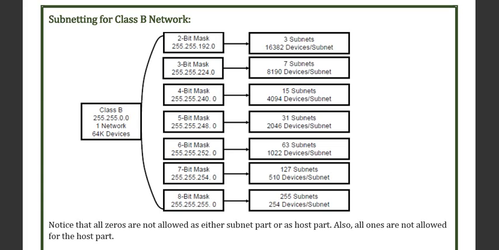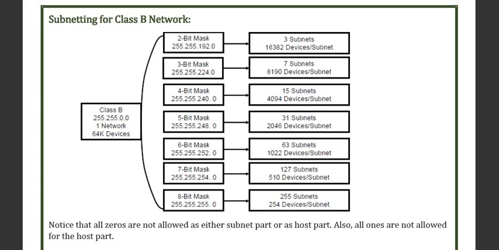In this first section we have 255, then 192, and then 0. In this section we have the 2-bit mask. In the 2-bit mask we can easily communicate with 3 subnets, and under this subnet we have those types of devices. After that we can divide it by a 3-bit mask, and in this section we can have 7 subnets and we have that many devices.